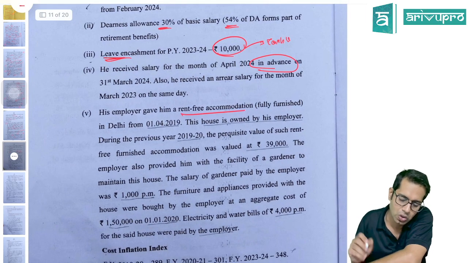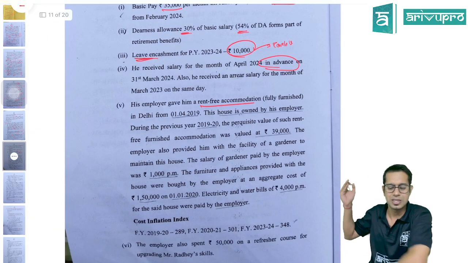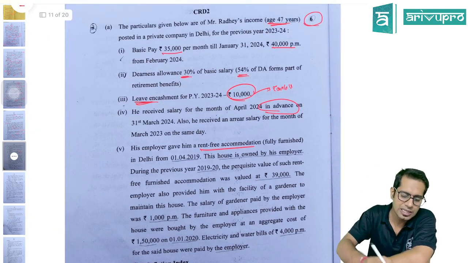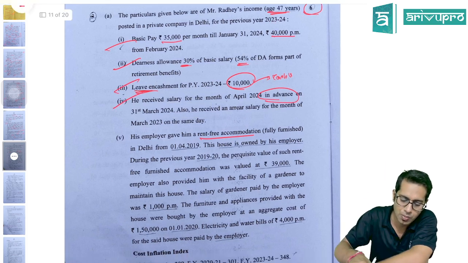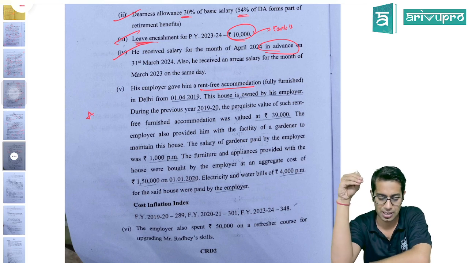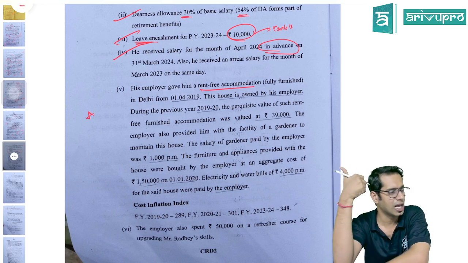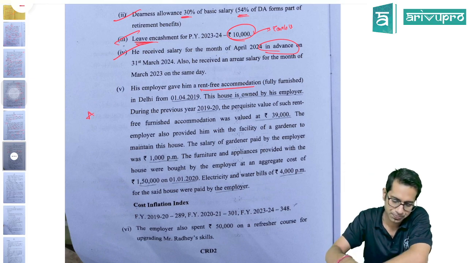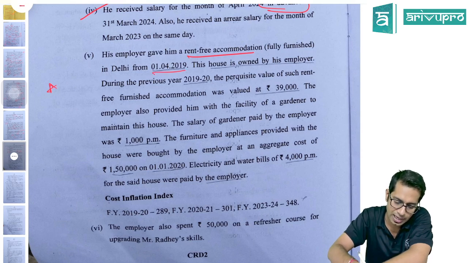Then they have given the question with respect to rent-free accommodation. Now basically this question, if you see, is basically on rent-free accommodation only. These points which they have given are all taxable. Rent-free accommodation, there was an amendment with respect to it in recent time, correct? So this question has been asked because of that amendment. His employer has given rent-free accommodation which is fully furnished from 1st April 2019.